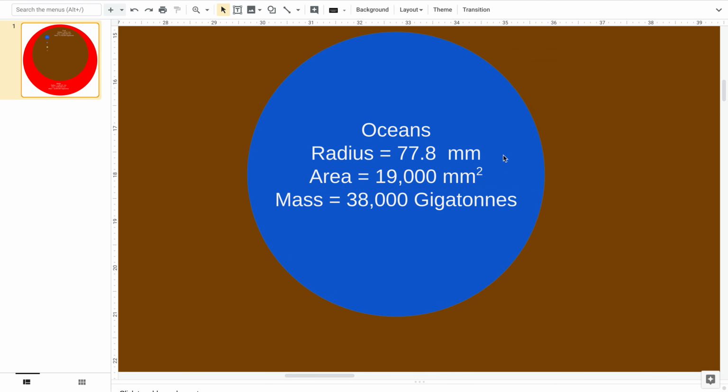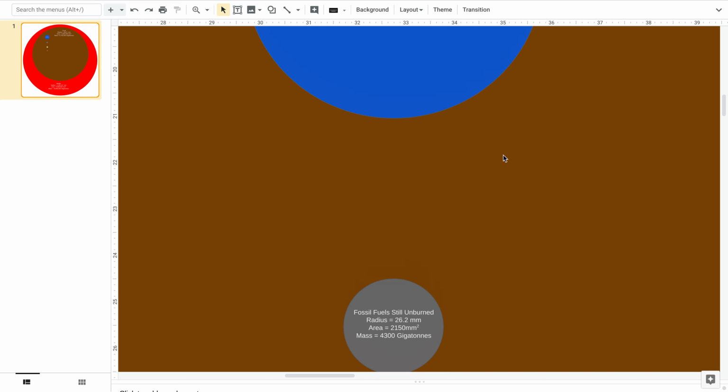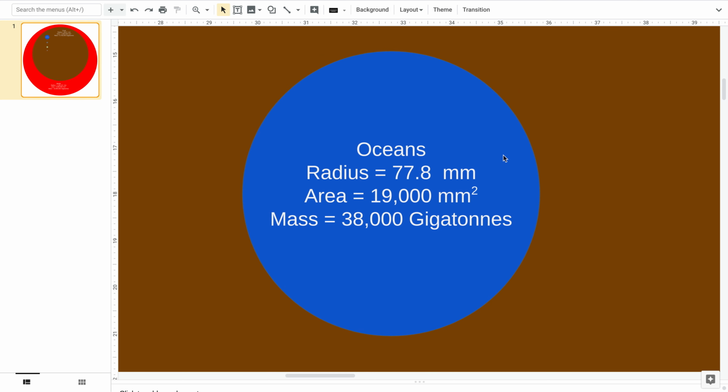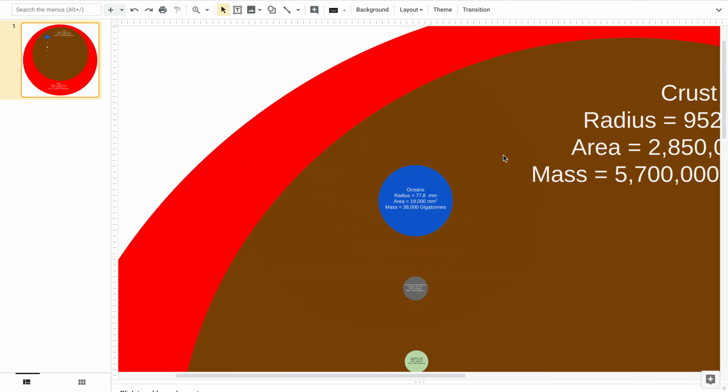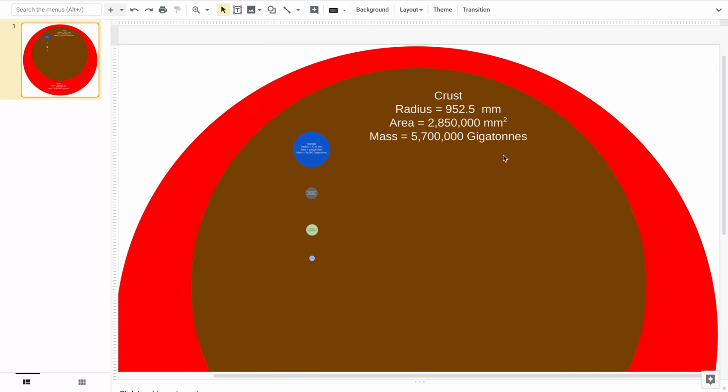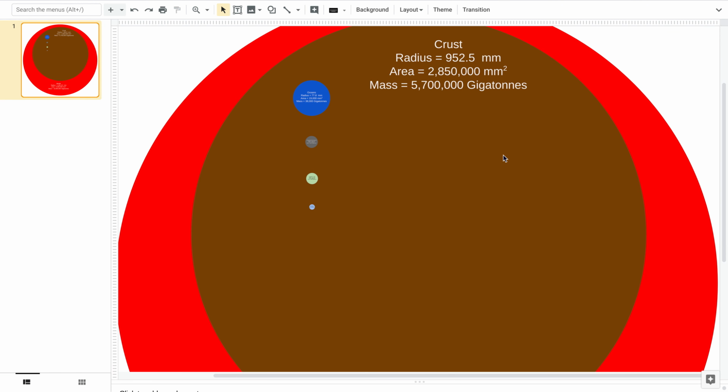Next, we move up and we get a much larger reservoir here of the oceans. Oceans has a radius of 77.8 millimeters, which gives it an area of 19,000 millimeters squared and a mass of 38,000 gigatons of carbon. From here, we have to do some zooming because the objects get much, much larger.